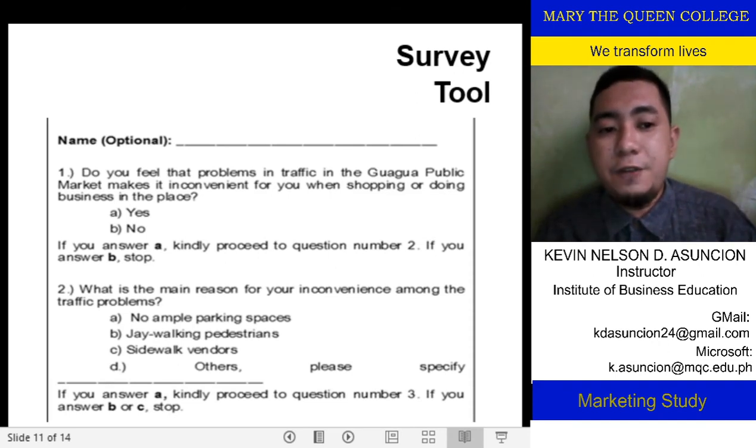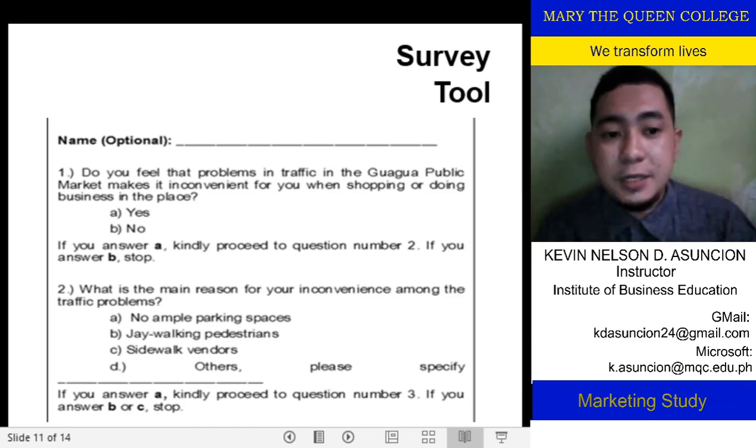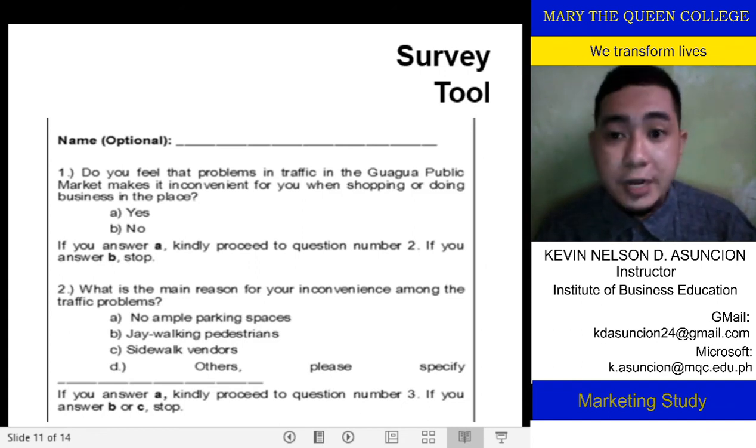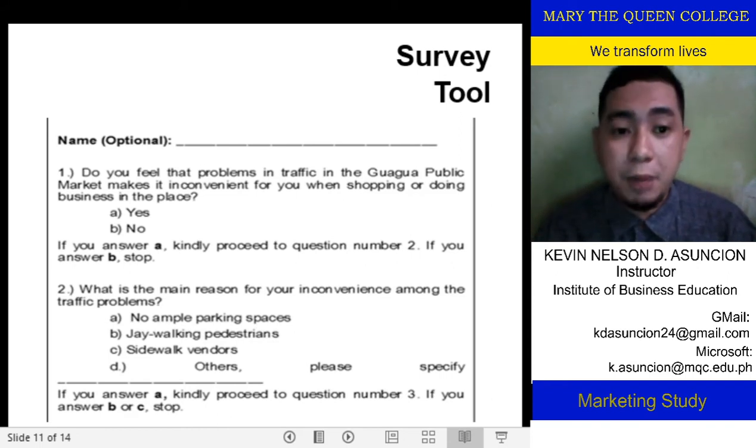So, if their answer is letter A, they can proceed to question number 2. If your answer is B, they need to stop the survey. So, you are targeting now psychographic yung worry-free experience, di ba? So, kapag nag-yes sila o nakaka-feel sila inconvenience, parang nakakakita sila ng need ng isang parking area.